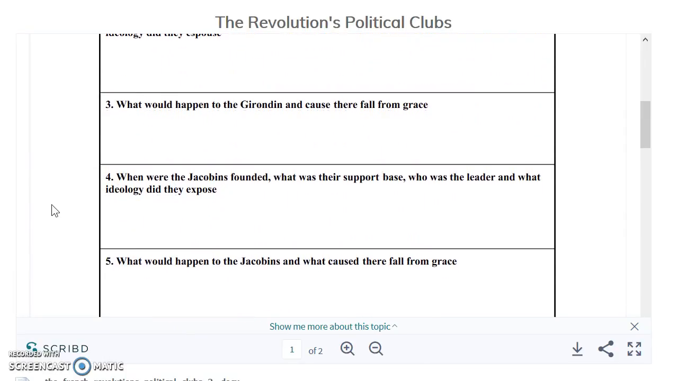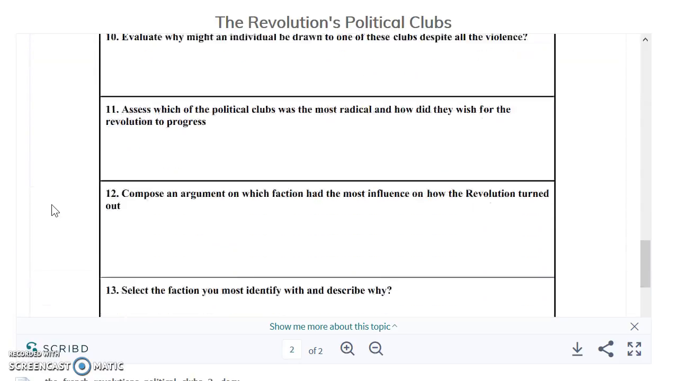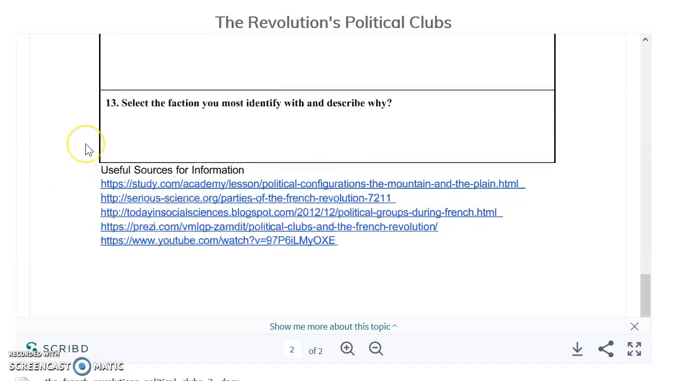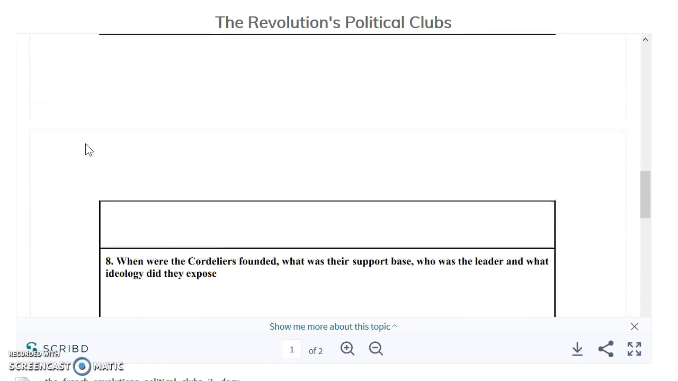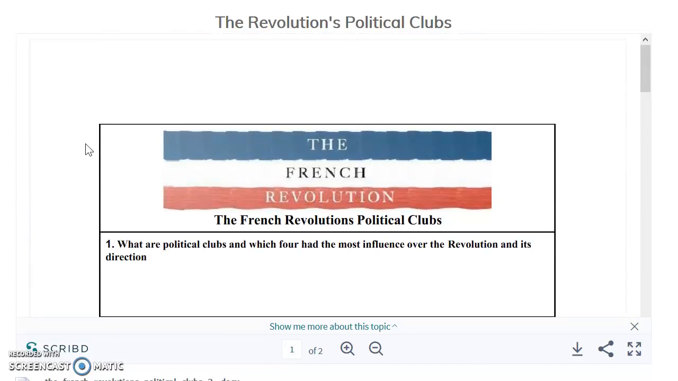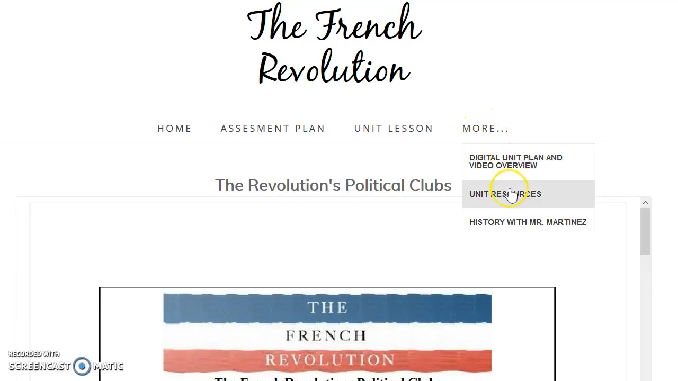3 to 5 sentences for each question, and I provided a series of helpful links to help you answer them. Each one of them will have information you can use to answer these questions. But you don't have to use these links. These are just examples. If you'd rather use your own information, feel free, as long as it's from a credible website. Now, let's move on to our unit resources.